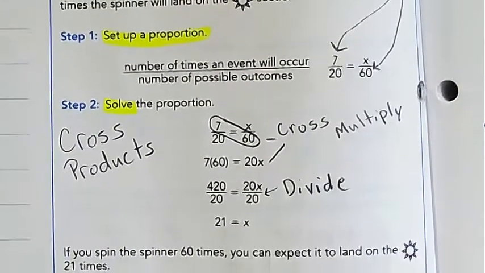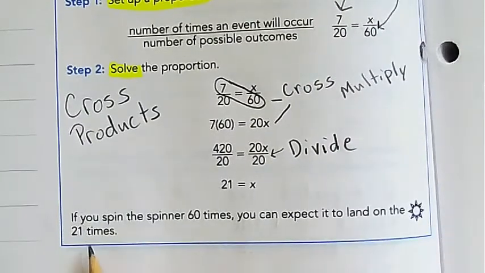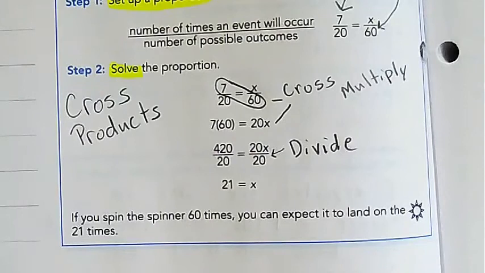So we can predict that the spinner will land on the sun 21 times if we spin the spinner 60 times, based on the theoretical probability of 7/20.